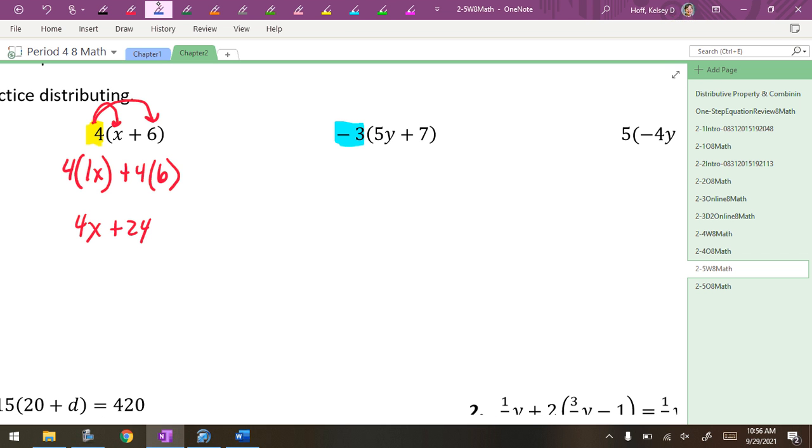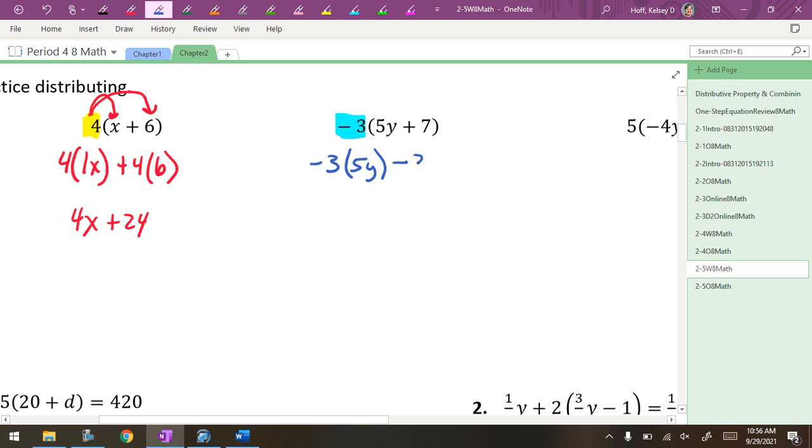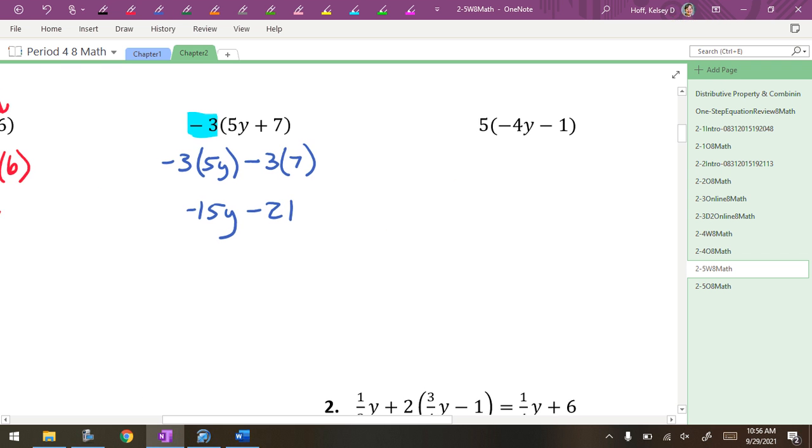Be cautious here. So we have -3 times 5y. Now write -3 times 7. -3 times 5y is -15y. -3 times 7, you should be on the front side of that taking notes with me. -3 times 7 is -21. So it's a -21. Again, can I combine like terms? No. One has a y, one does not. Try the last one on your own.